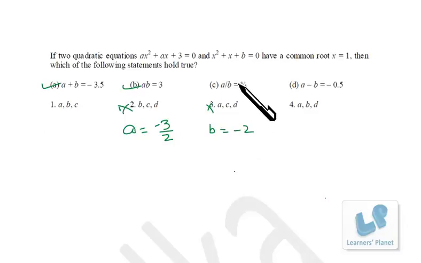then A divided by B is equal to 3 by 4. So minus 3 by 2 divided by minus 2. So minus minus will be cancelled, so you'll be getting 3 by 4. So this is also true, right? So no need to check further. A, B, C true. So we just have one option only with A, B, C. So no need to check for D. Okay, so this is correct. I hope you are clear with this.